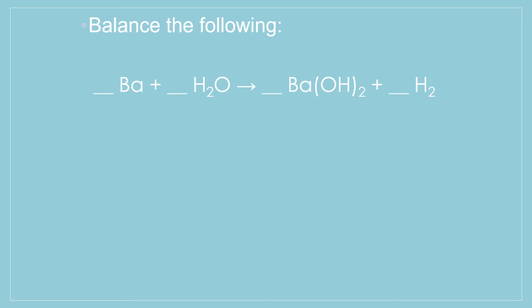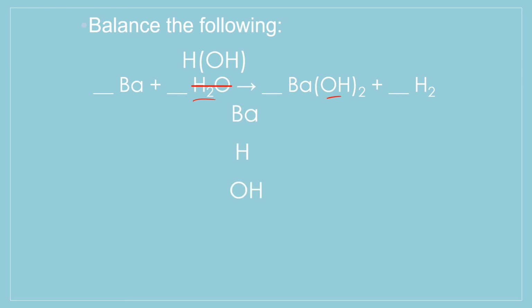We're going to balance the following. Barium plus water yields barium hydroxide plus hydrogen gas. So notice that I have hydroxide polyatomic on one side and water on the other. So I'm going to change water into HOH so that my OH polyatomic ion can be seen on both sides of the equation. So now I look at my arrow and list the elements, Ba, H, and OH.